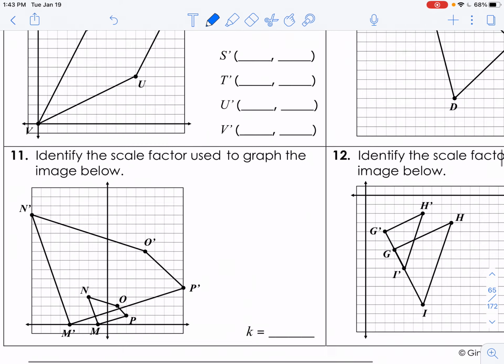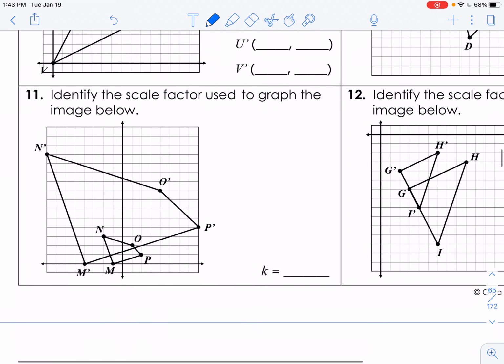Okay, so now let's just move on. Let's go to number 11. It says identify the scale factor used to graph the image below. Okay, so in order to do that, we're going to zero in on one point at a time. And it doesn't matter which one, but make sure they are coordinating with each other. So I'm going to highlight this here. I'm going to do P's. So here's P here and P prime. All right, let's start with the original P. And we're going to write down the ordered pair. So the ordered pair for P is over 2, up 1. So that would be 2, 1.